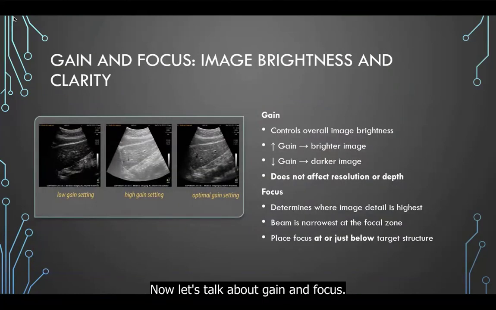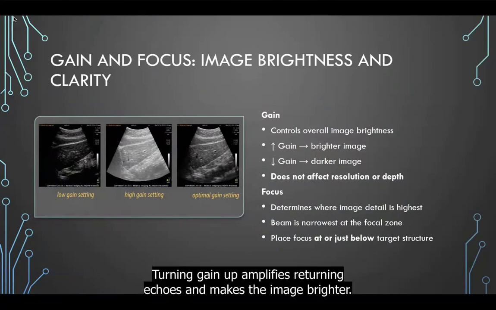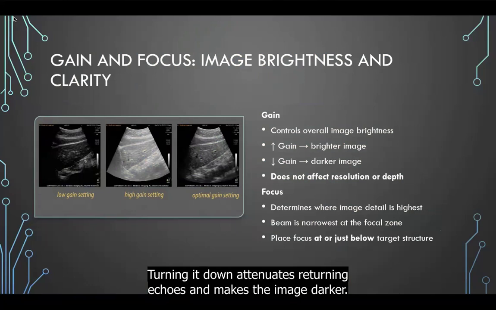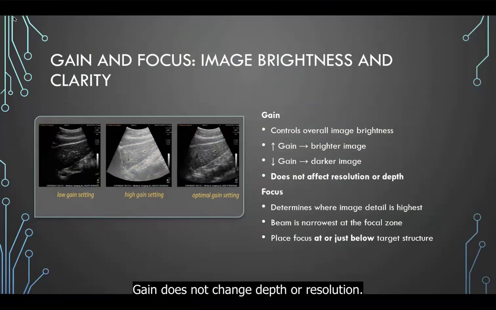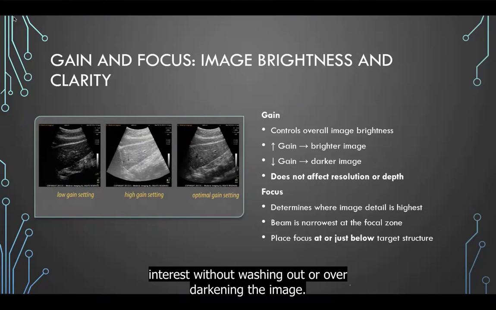Now let's talk about gain and focus. Gain controls the overall brightness of the ultrasound image. Turning gain up amplifies returning echoes and makes the image brighter. Turning it down attenuates returning echoes and makes the image darker. Gain does not change depth or resolution. Our goal is to set gain to maximize contrast and detail in the structure of interest without washing out or over-darkening the image.